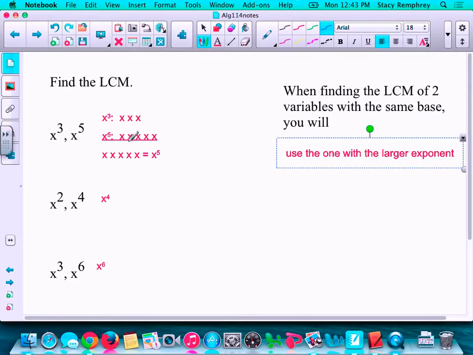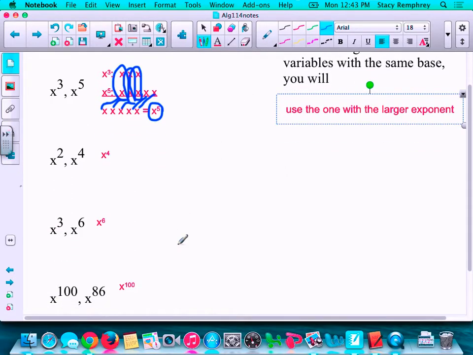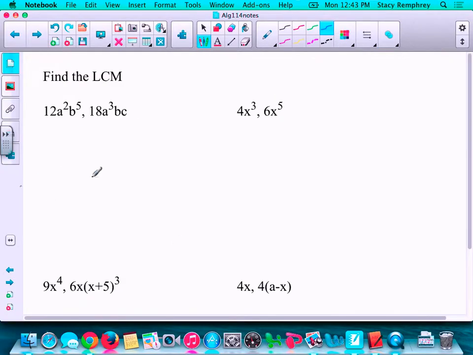Okay, when you come back, again, you'll see I did the same idea. Every time there was a common factor, I brought one of those down. So that's here, here, and here. And then I had 2 more extras I brought down. So I got x to the 5th. And you should see very quickly that when finding the LCM of 2 variables with the same base, use the one with the larger exponent. So it's actually the opposite of like GCF. So there's the answers there.